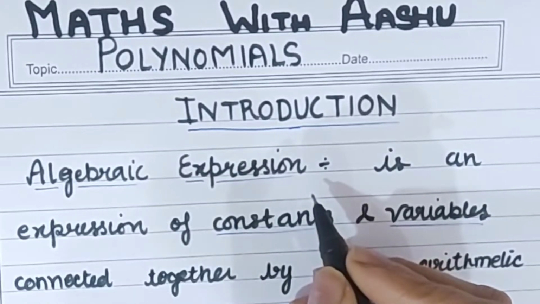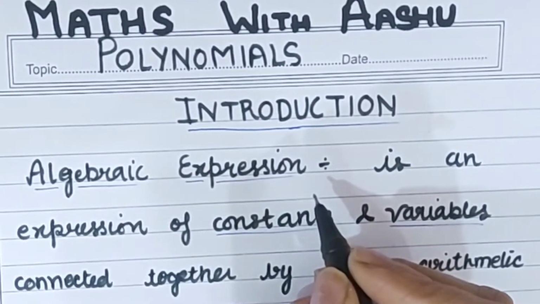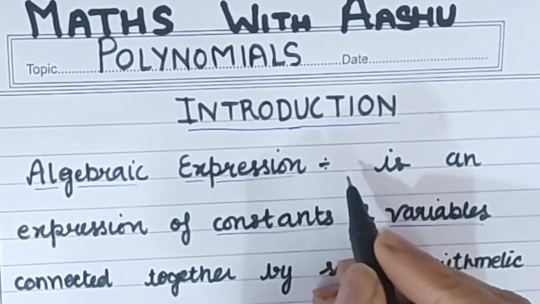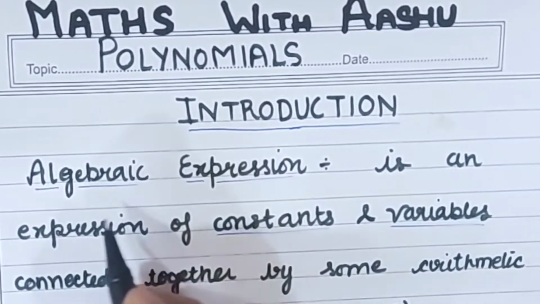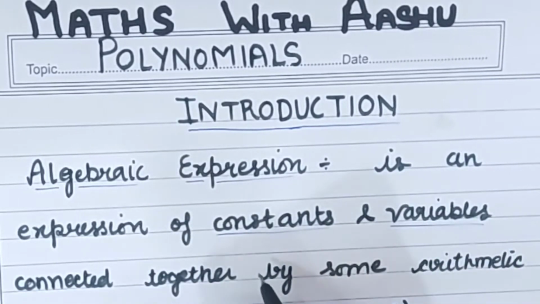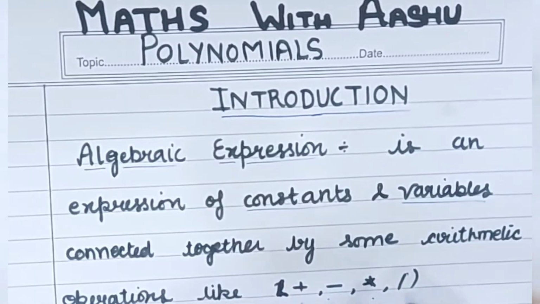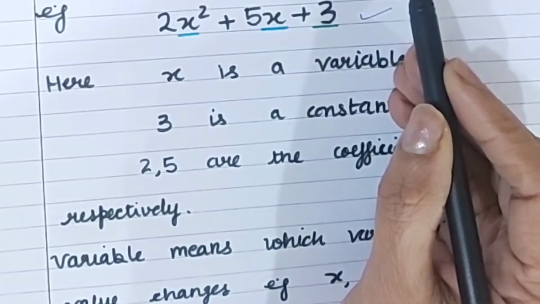Hello everyone. Today we'll do polynomials, introduction of polynomials. Before starting polynomials, we should know what an algebraic expression is. An algebraic expression is an expression of constants and variables which are joined together by some arithmetic operations like plus, minus, multiplication and division.